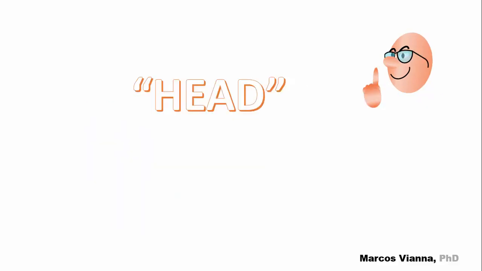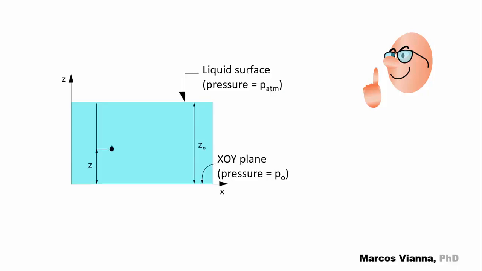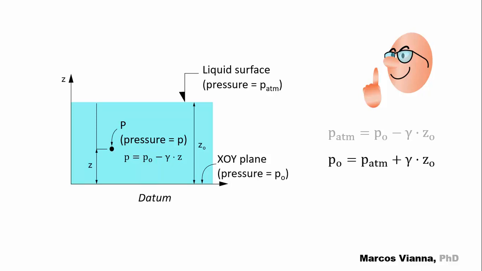Let's introduce a very important concept, especially in the field of civil engineering: head. Here is a liquid in equilibrium. For convenience, we'll call the horizontal plane XOY the datum. We know that P equals P naught minus gamma z. From the data shown in this figure, we can write P atmosphere equals P naught minus gamma z naught. Thus, P naught equals P atmosphere plus gamma z naught.